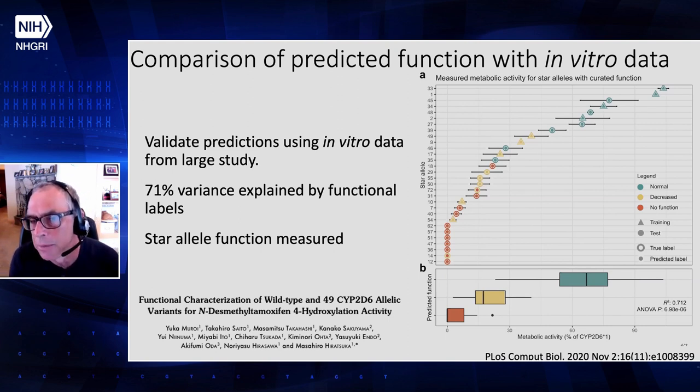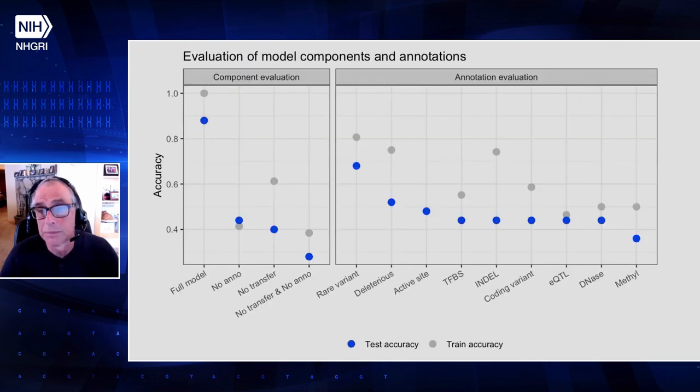The yellow ones take up the middle region, and the red ones are the ones for which we predicted no function, and they generally are either very far to the left or pretty far to the left. And in general, 71% of the variance in these measurements was explained by our labels. And so we took this as extremely reassuring and encouraging that these kinds of transfer learning approaches with small amounts of data do enable us to build these models.